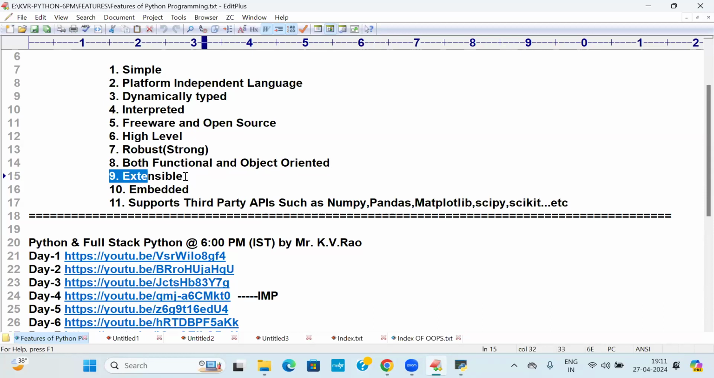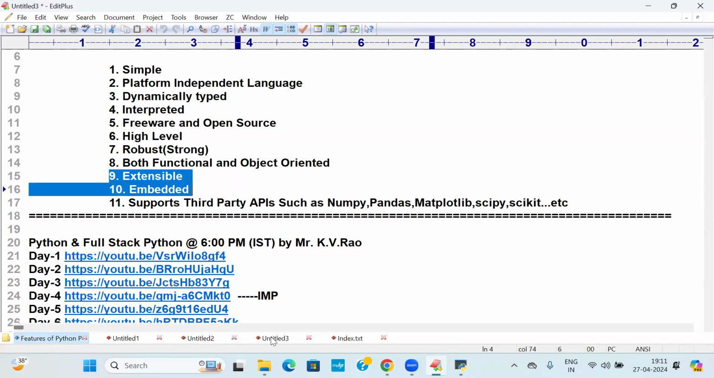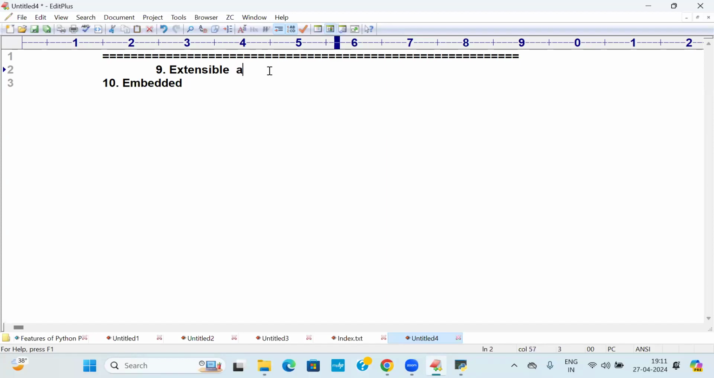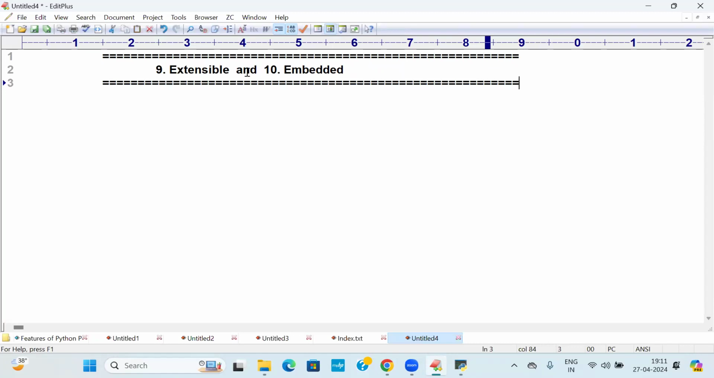Let me come to extensible and embedded. These are combined together and I'm going to explain them. Let us come back to extensible and embedded. It's very, very easy, not difficult. Let us start understanding extensible, how simple it is.